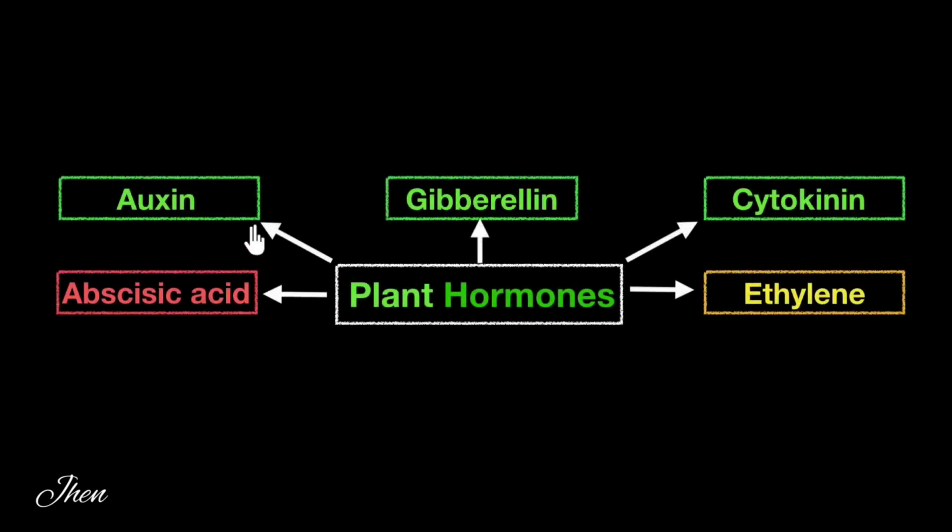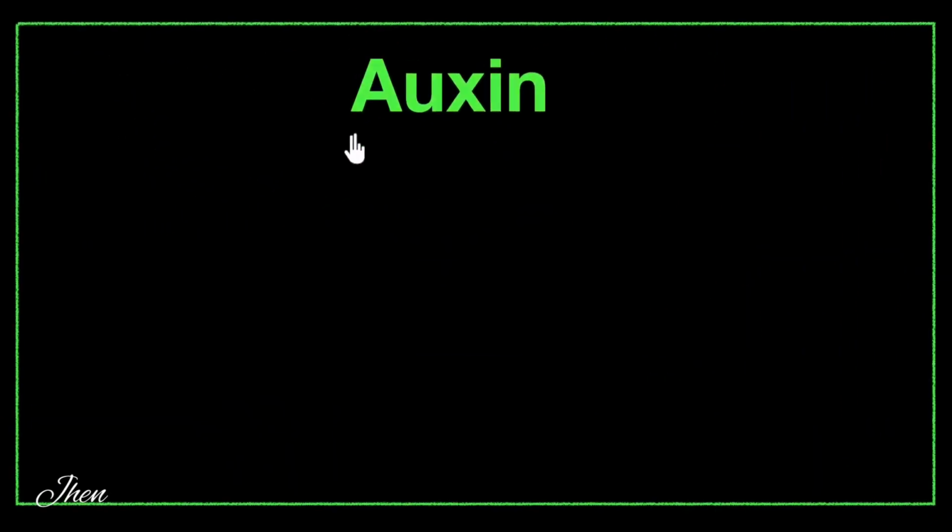Let's study the 5 major plant hormones, see what their functions are, and more importantly, see how to remember them for our exams. So let's start with the first one. It's called auxin. I've written that in green because that's a growth hormone. Things which are in green are growth hormones, okay? So what does auxin do?